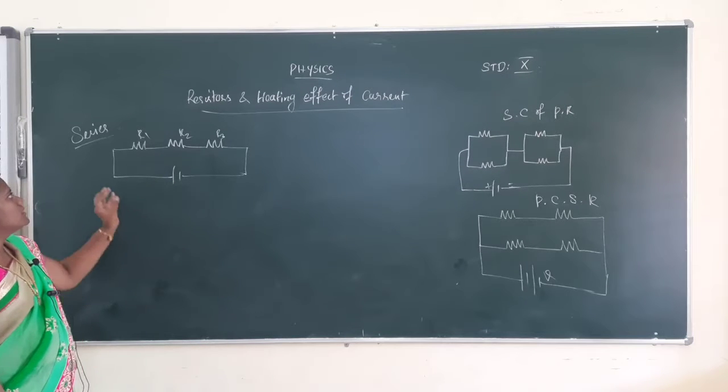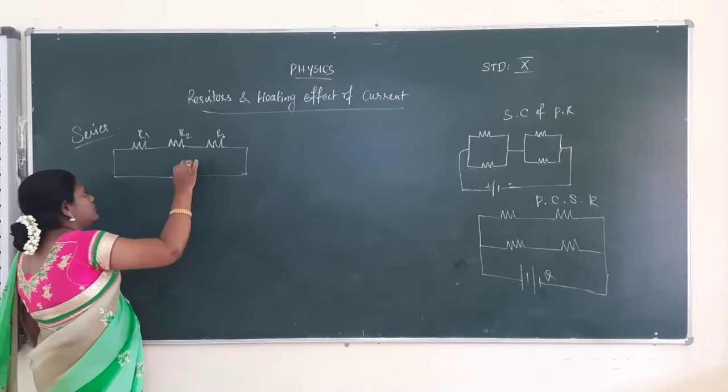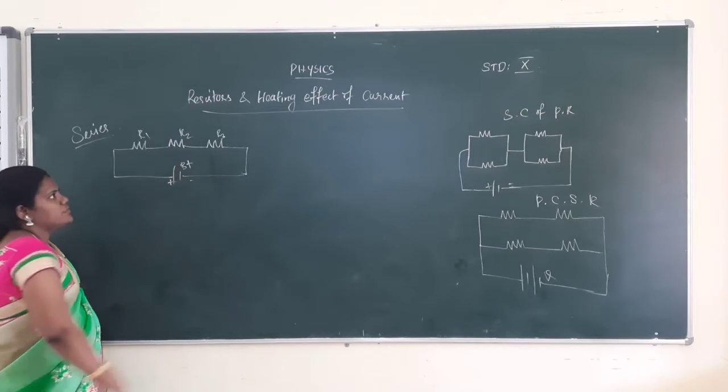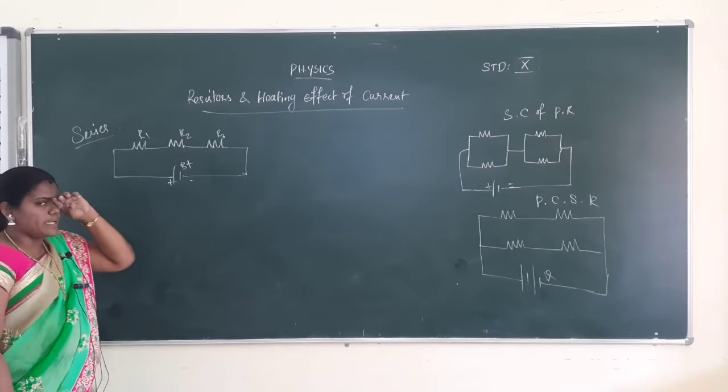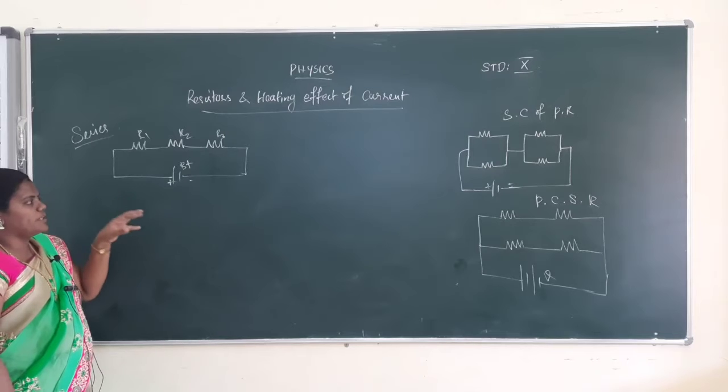Series means one after another. This is a battery with positive and negative terminals. Then the three resistors will be connected in series. How is the effective resistance calculated?